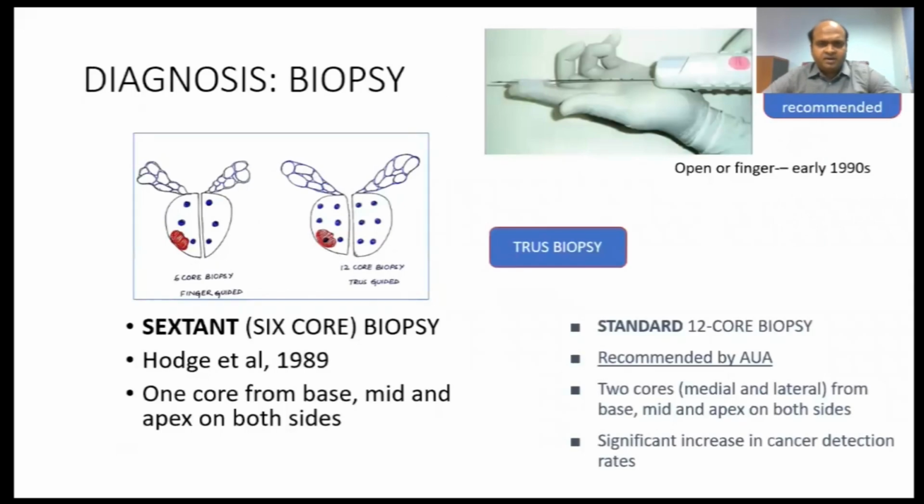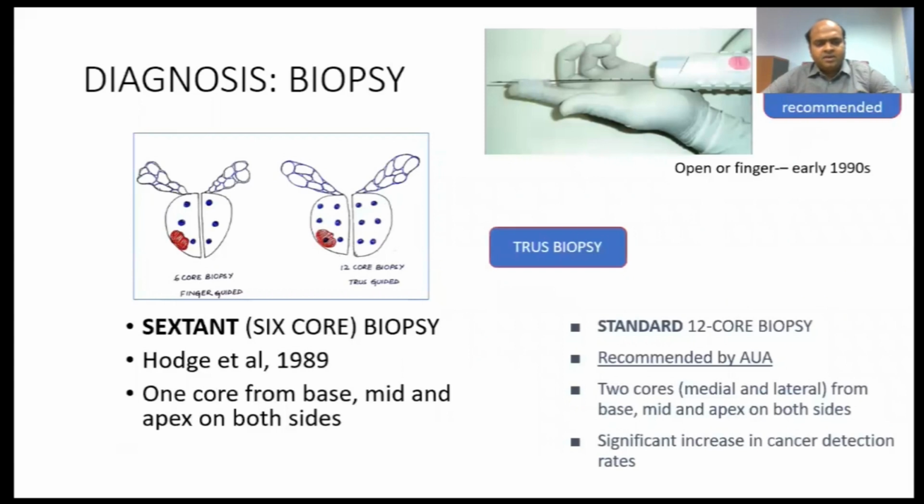The most important aspect of cancer diagnosis is prostatic biopsy. The prostatic biopsy is usually carried out through the transrectal route. In the early 1990s, the open or finger guided biopsy was popularized initially. However, with availability of good ultrasound, now transrectal ultrasound guided prostatic biopsy is the standard of care.